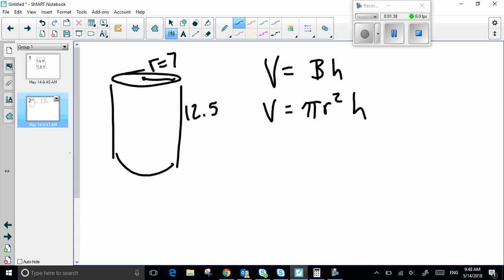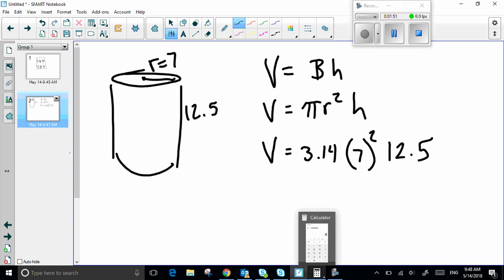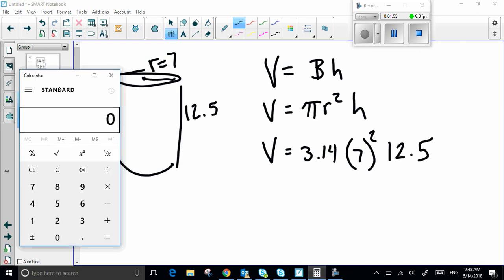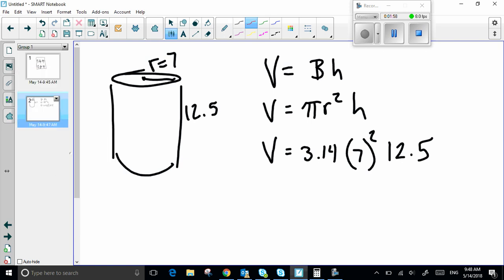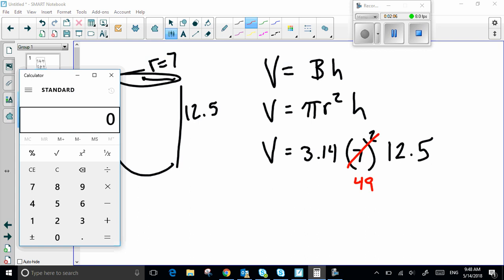You've done this quite a few times before. We've got 3.14, and then the radius is 7, and we're going to square that. Then we multiply times the height, which is 12.5. I'm going to make this easy on myself and get my calculator out. First I'm going to cross that 7 squared out and put 49, so that I can go straight across on my calculator: 3.14 times 49 times 12.5.